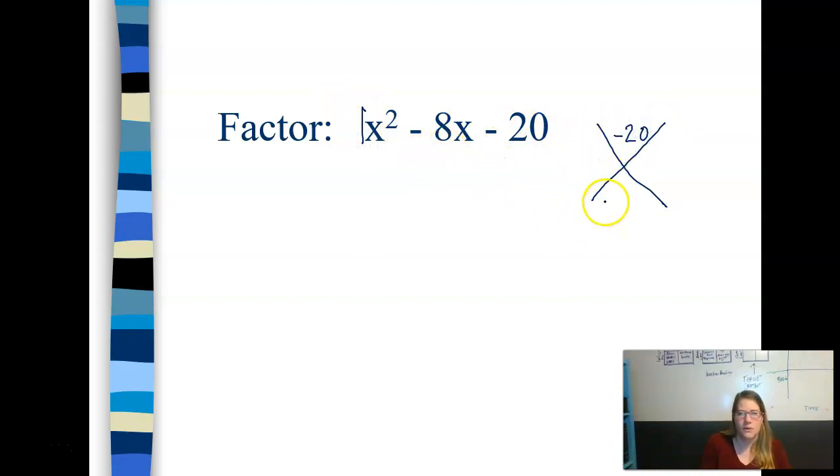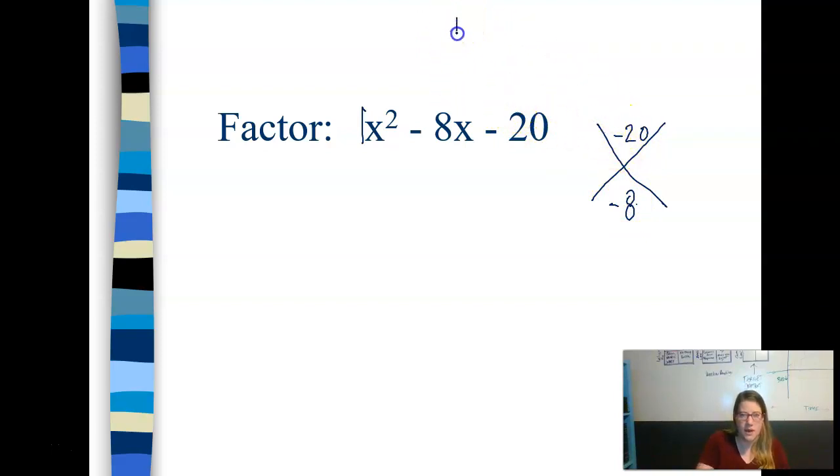Okay. We're going to do b down here, so negative 8. So what are two numbers that multiply to negative 20 and add to negative 8? Because this number here, the one that got multiplied to, is negative, I know only one of my values can be negative, because a negative times a positive is what gives me a negative.